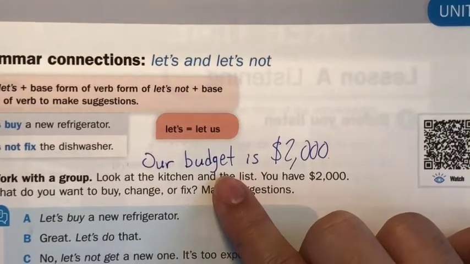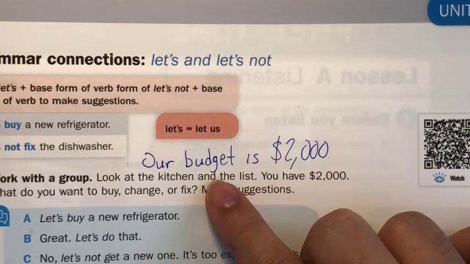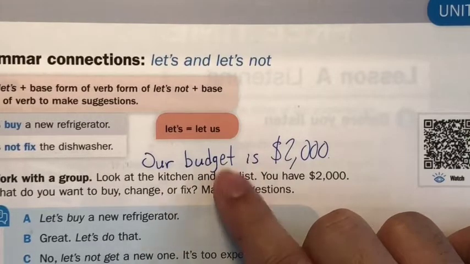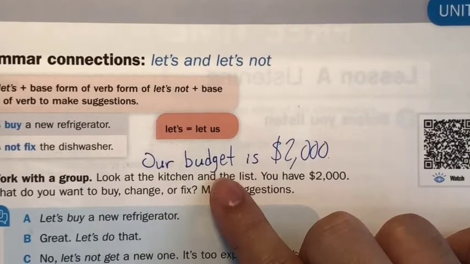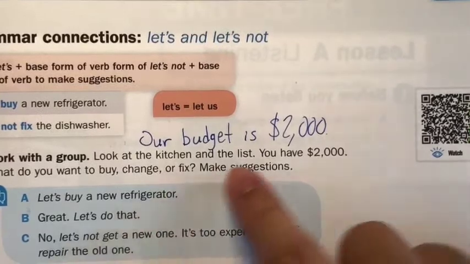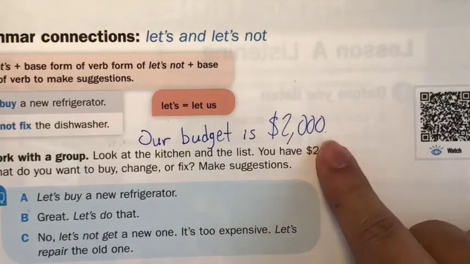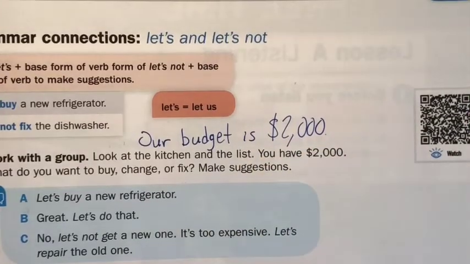Or let's say you have a budget for how much money you spend at restaurants every month. So for every month, you only want to spend $50 at restaurants. So your budget for every month is to spend $50 at the restaurant. So our budget to buy new appliances or to repair appliances is 2 grand. Our budget is $2,000.